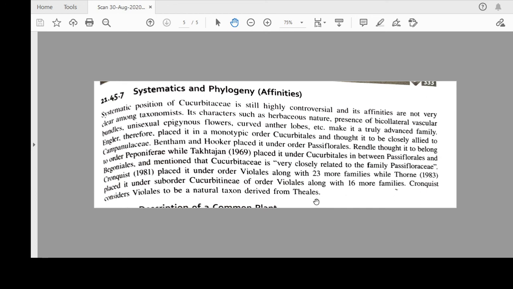So this is a basic description of family Cucurbitaceae.